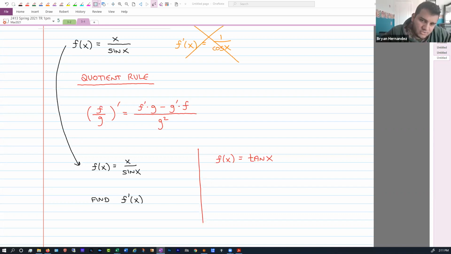Said he wanted us to use the quotient rule for that second one. I said that would be a way you could do it. That's my hint to you.